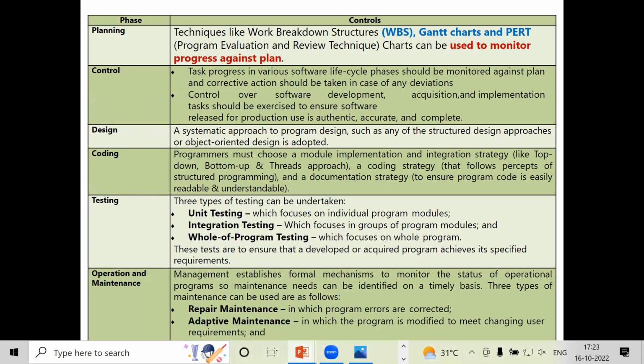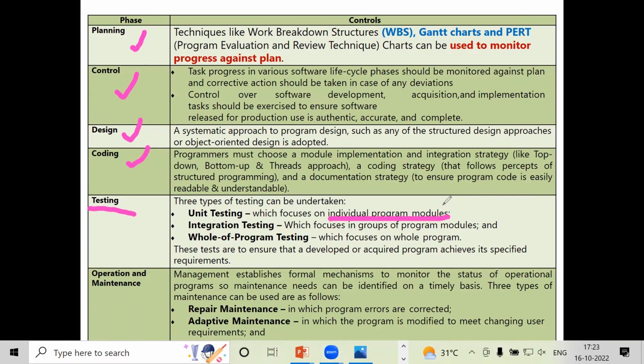These are all easy. I will just concentrate on testing only. Planning, control, design, coding, these are self-explanatory. Testing, there are three types of testing, namely unit testing, integration testing, and whole of the program testing. What is unit testing? Unit testing will focus on individual program modules.